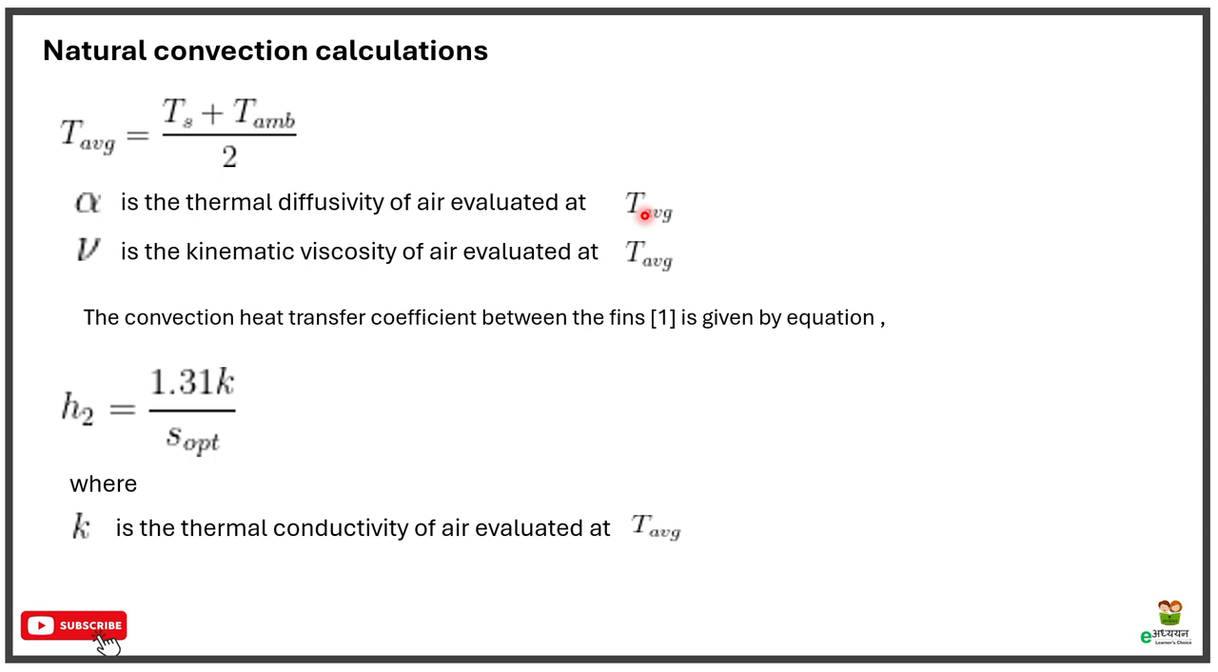So at the average temperature, this will be the thermal diffusivity, and this is the kinematic viscosity of air evaluated at T average. So we get the average temperature, and the convection heat transfer coefficient between the fins, as we discussed in the earlier slide, is given by the equation h2 = 1.31 k / s optimum, where k is the thermal conductivity of air at average temperature.